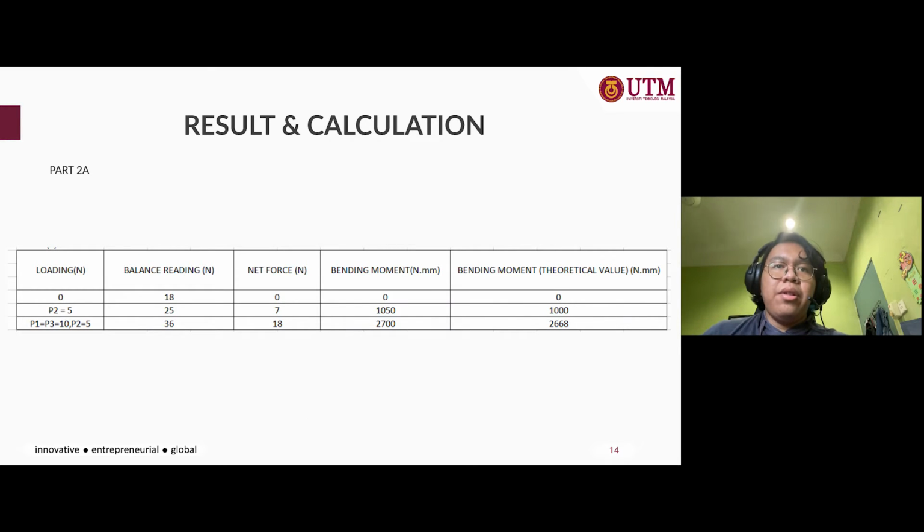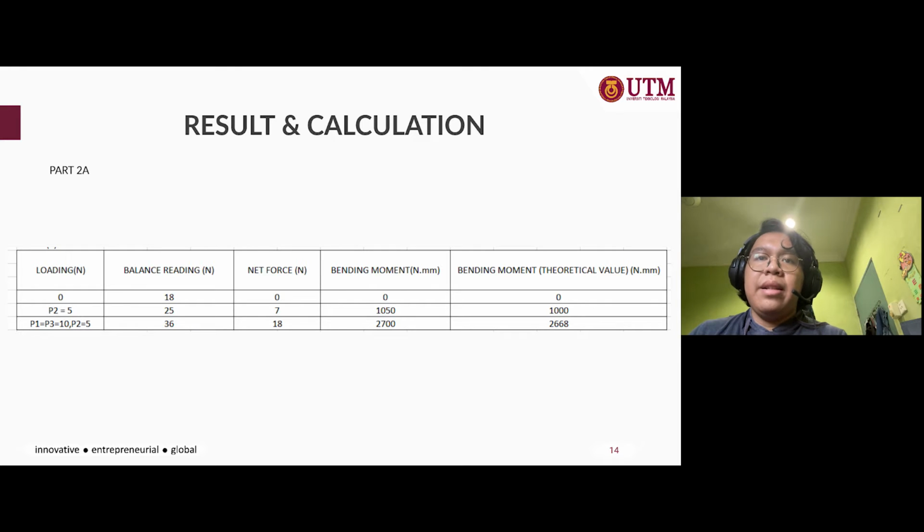So these are the results for part 2A. For this part, we'll be setting P2 equals to 5, and for the second one P1 equals to P3, which is equals to 10. So that means P1 and P3 will be the same, and P2 is equals to 5. So the value would be as follows: 18, 25, net force 7, bending moment which is 1050. Bending moment theoretically it's 1000.